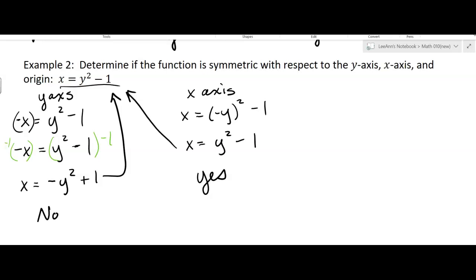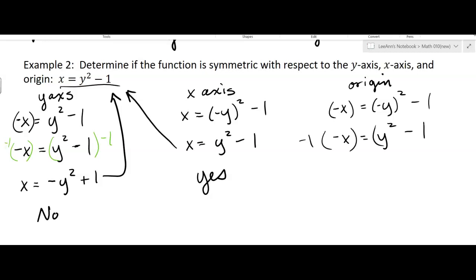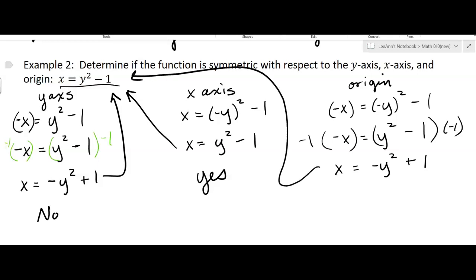Okay, now we're going to try the origin. With the origin, we replace both of them with the opposite of x and the opposite of y. So we get negative x equals y squared minus 1. If I multiply both sides by negative 1 to get that x to look the same, I get x equals negative y squared plus 1. Is that the same as the original? No, it's not. So, no, it's not symmetric with respect to the origin.